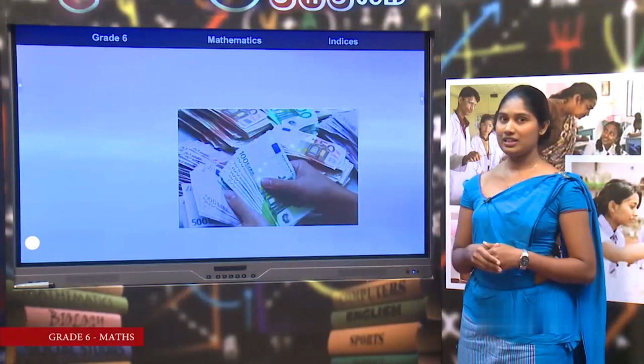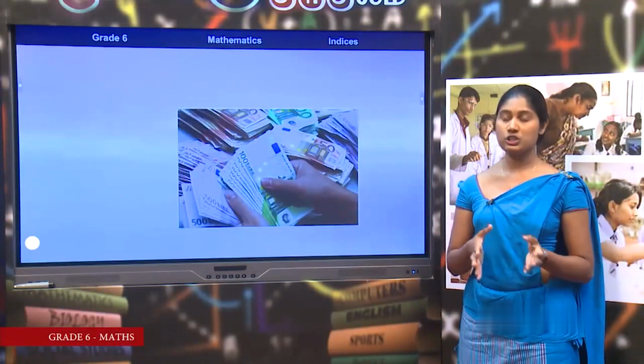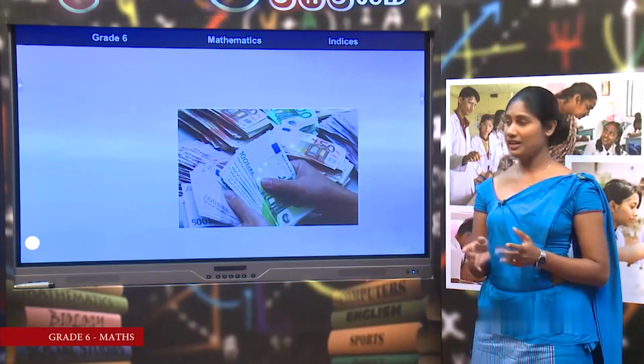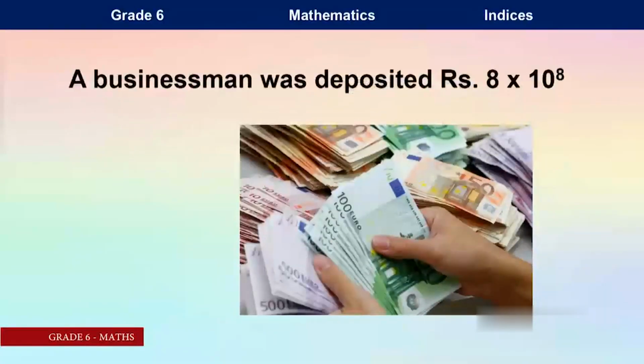Then a businessman was going to deposit his money. So, that is a very large amount of money. Then we can write this also by using index notation. A businessman deposited, so how much is that? That is 8 into 10 to the power 8 rupees. That is a very large number, 10 to the power 8. So, how many zeros are there? So, it is a very large number. We can write it by using indices.